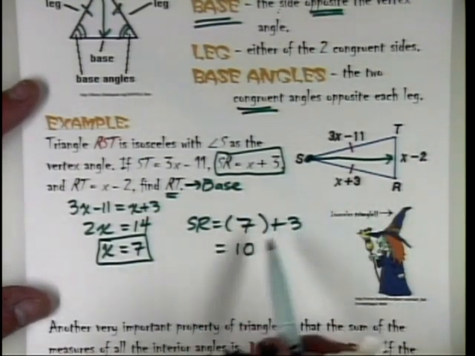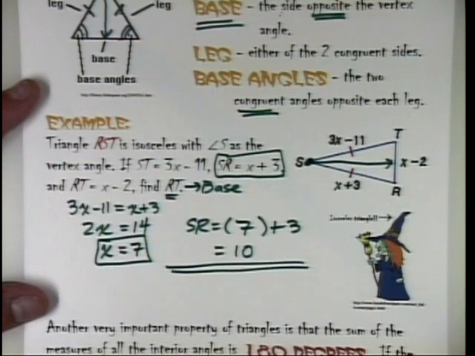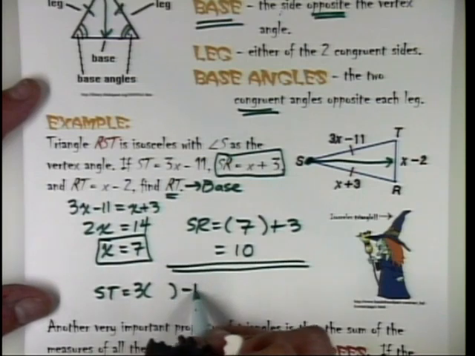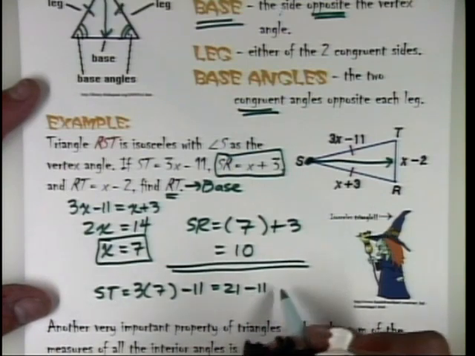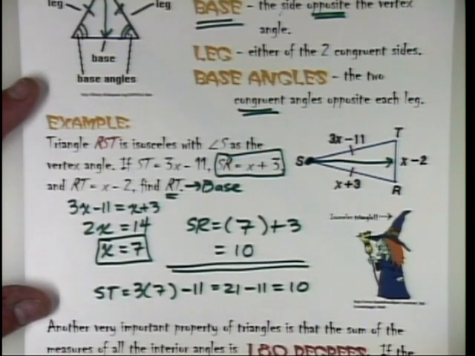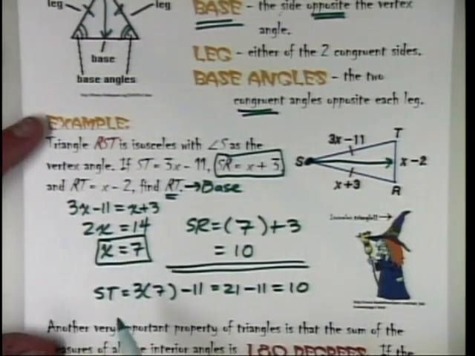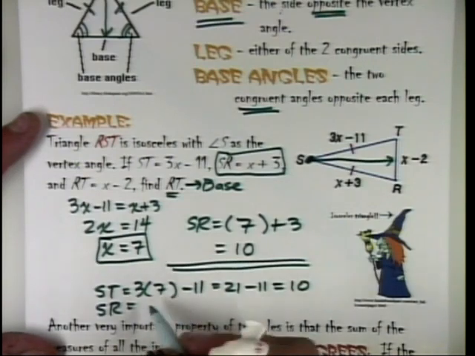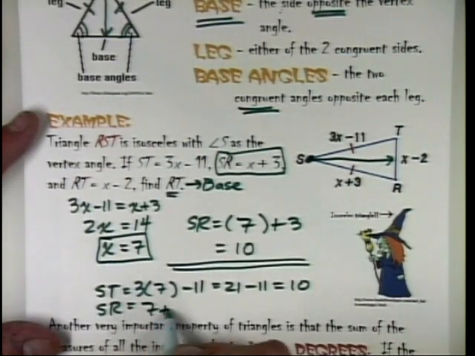Now, let's do one thing here. Let's go ahead and verify that the two legs are actually the same length. We found what x is. It's 7. So we know that segment ST has a measure of 3 times x minus 11. Well, that's going to be 3 times 7 minus 11, which is 21 minus 11, which is, abracadabra, the number 10. Now, let's go ahead and look at what segment SR is going to be. I did this wrong. Forgive me. SR, I already found. It's 7 plus 3.